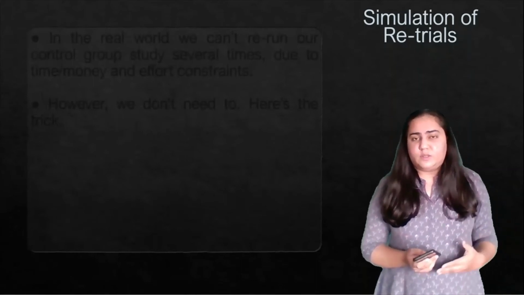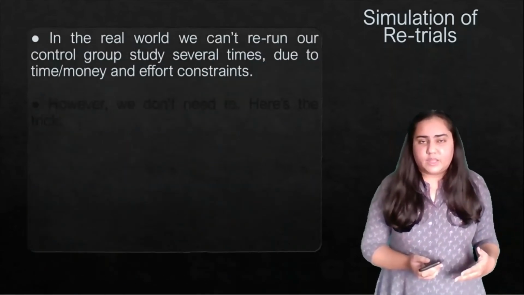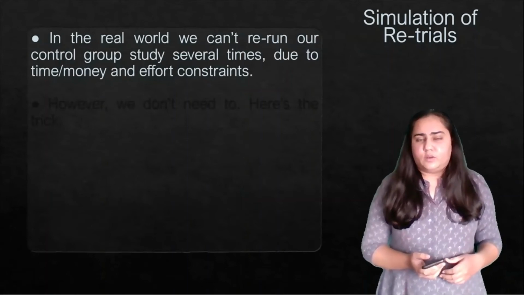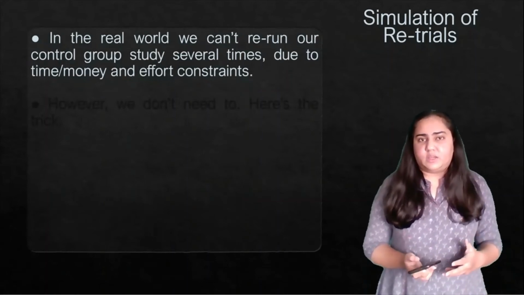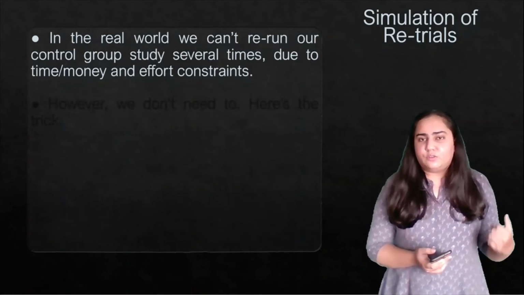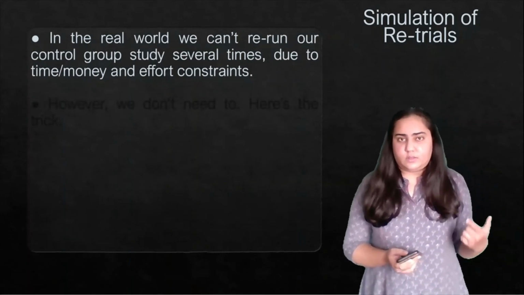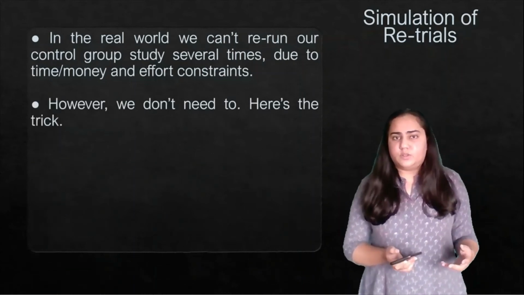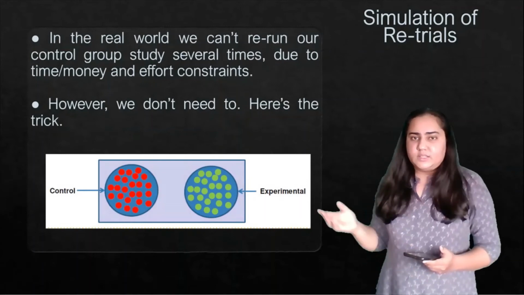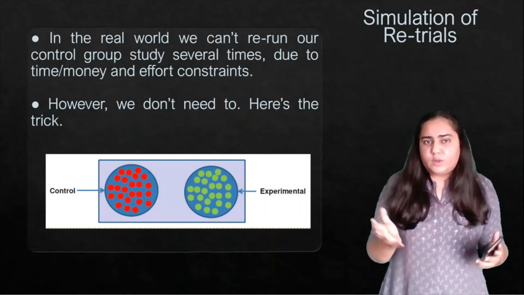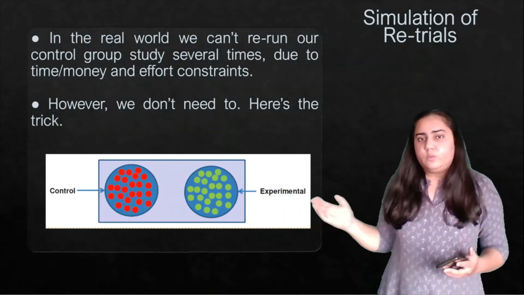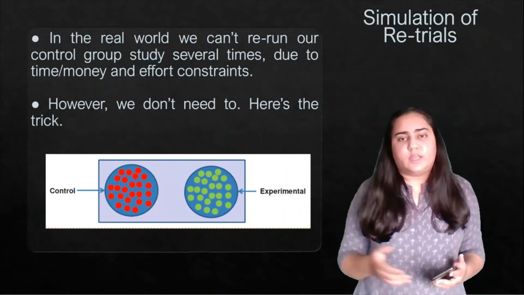Can we run the simulation of retrials like that? In the real world, we cannot do that because there are lots of problems like time or money and a lot of other constraints. So we cannot run the same experiment that many times. So what do we do? We don't need to do that. There's a trick to it. So consider this. The red ones are volunteers in the control group. The green ones are volunteers in the experiment group.